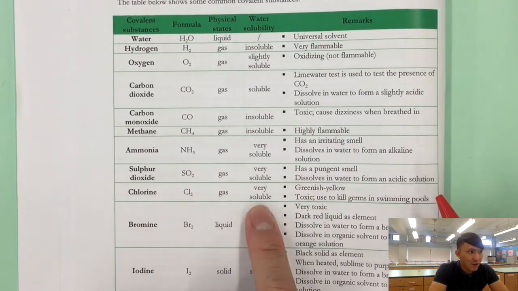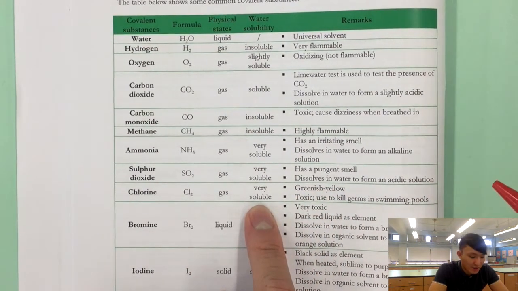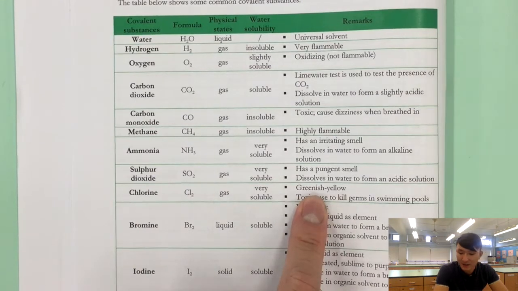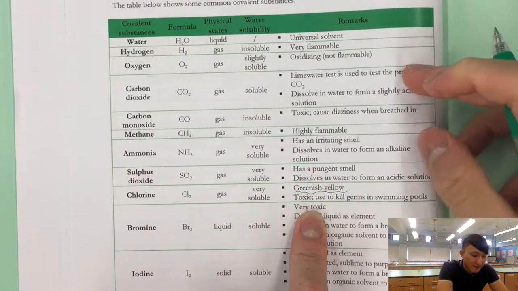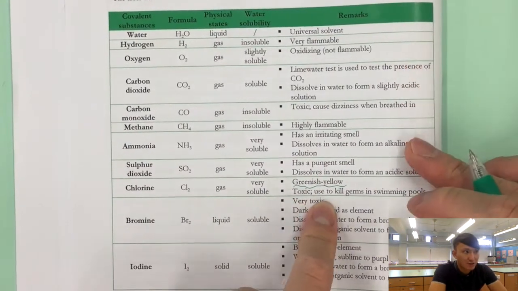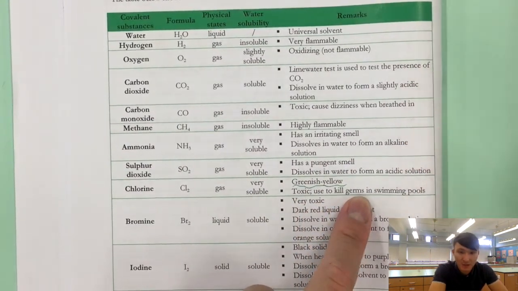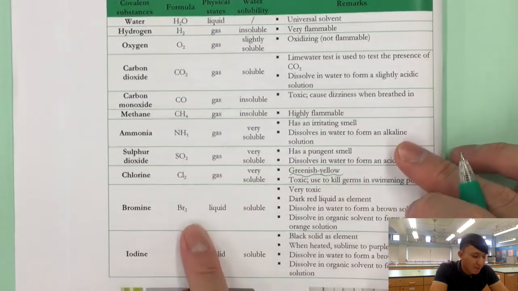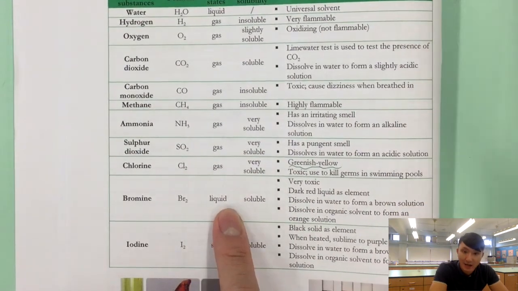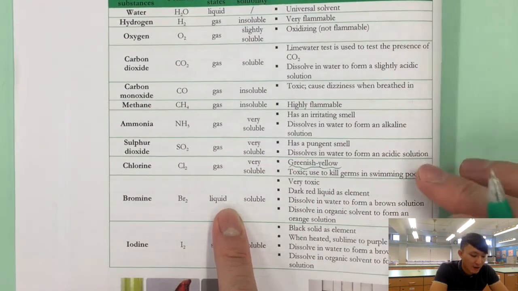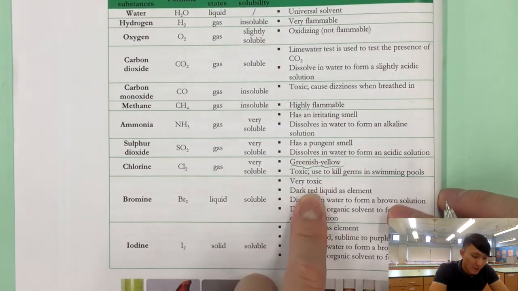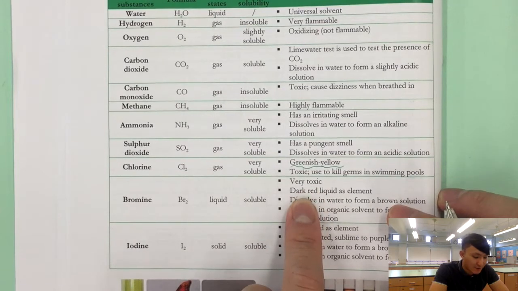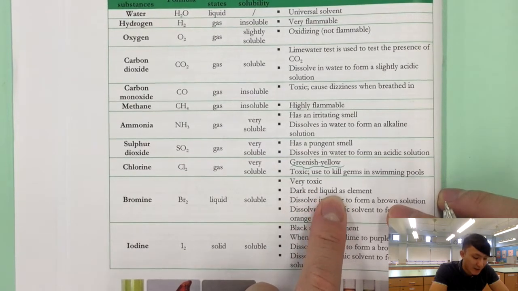Chlorine is also very soluble in water, and it appears greenish yellow in color. Chlorine is toxic, so it is used to kill germs in swimming pools. Bromine, pay attention, it's a liquid. It's a dark red liquid. It is soluble in water, but not very soluble. Very, very toxic. Dark red liquid as an element.